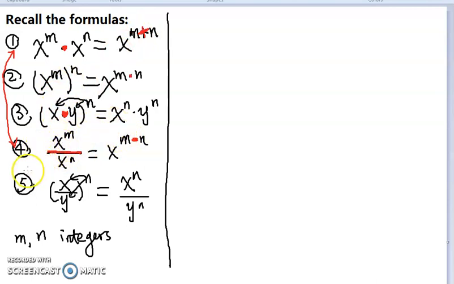Now, the last formula is sort of similar to the third. In the base, we have division instead of multiplication, but we can still similarly distribute the exponent to the top x and to the bottom y. So we raise the top to the nth and raise y to the nth. So these are the 5 formulas we learned before. And notice again, previously those m and n had to be positive integers, but now they can be negative, they can be 0. These formulas are still true. So now we can look at some examples using these formulas.